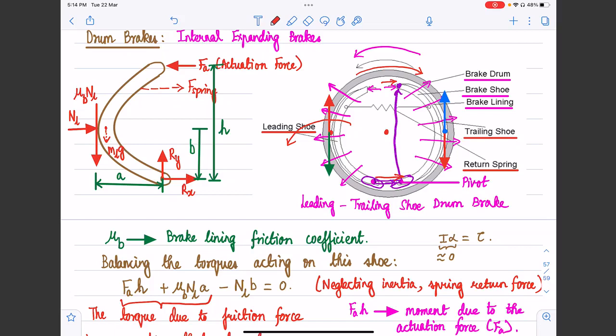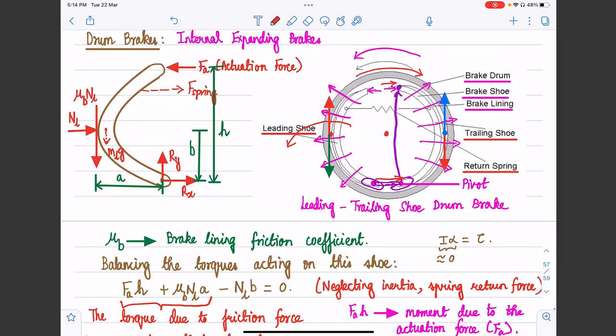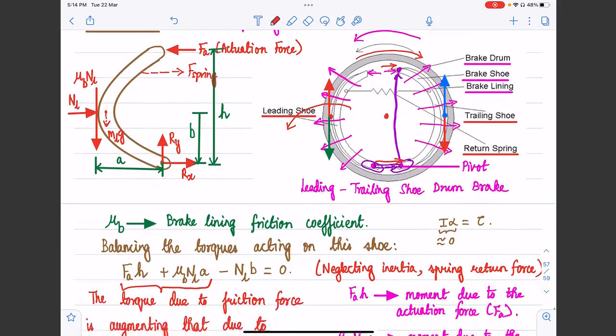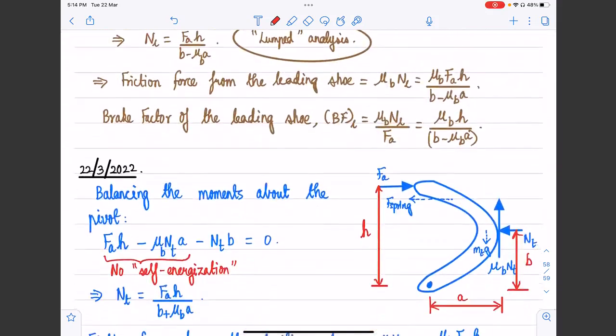So the bottom line is that the leading trailing shoe drum brake has the lowest brake factor, followed by the so-called duo servo brake. Okay, so this arrangement is what is called the duo servo brake, where we give the link at the bottom and then push it from both directions. And the two leading shoe drum brake will have the highest brake factor. Okay, so these are some concepts associated with drum brakes.